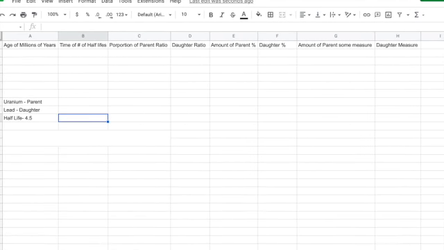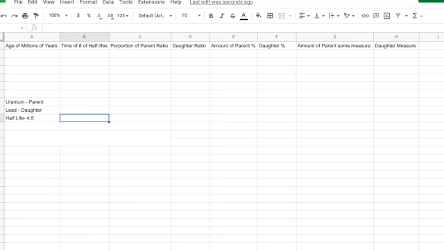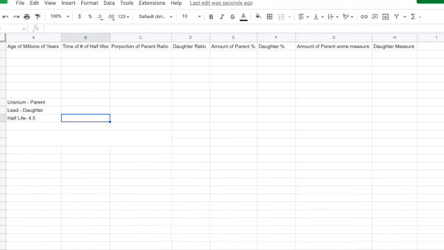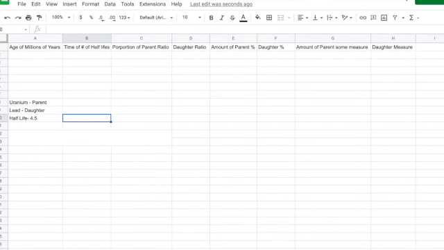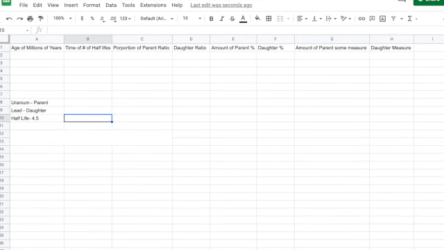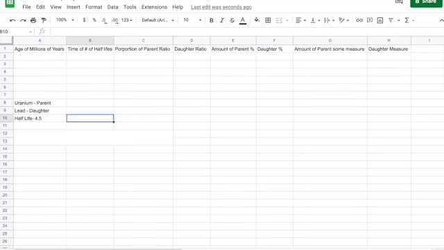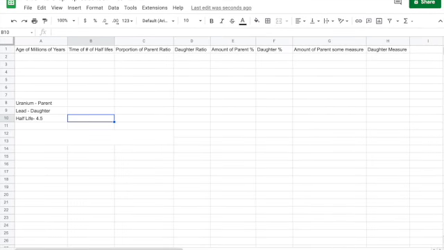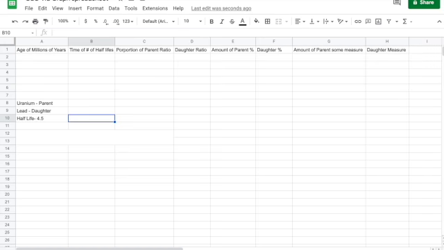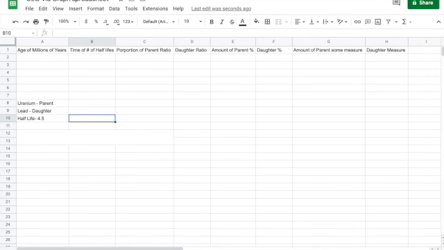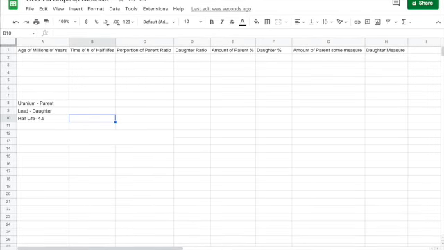So it starts out with the years, the time of half-life, the proportion of the parent ratio, the daughter ratio, the amount of parent percentage, the daughter percentage, the amount of parent measure, and then the daughter measure. So that will be the graph you can use from here and go off of.